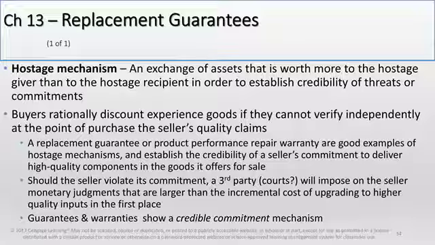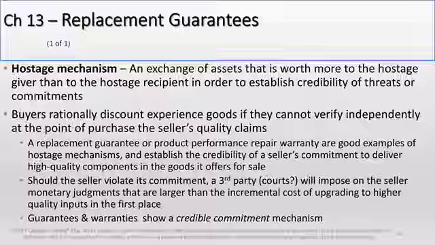This acts as a hostage mechanism, a costly signal that's only worth offering if the product is actually high quality. Examples: replacement guarantees, product performance and repair warranties. If the seller fails to deliver quality, there is third-party enforcement, the courts. They will impose costs higher than the upgrade costs. This will ensure compliance. 3. What makes a guarantee credible? Not just the offer. Sellers must face real consequences for violating it.